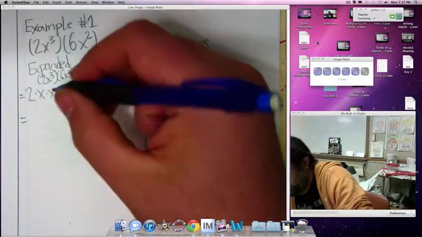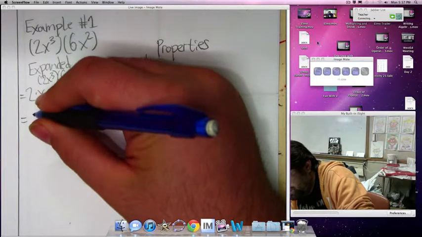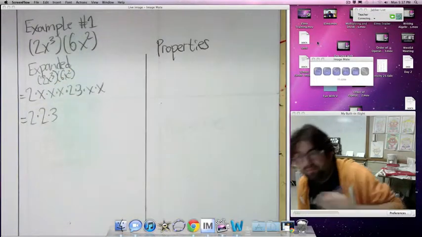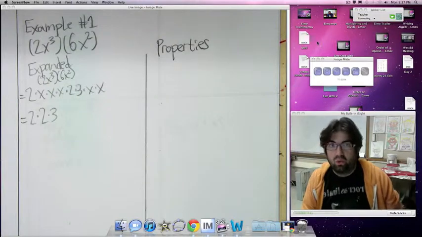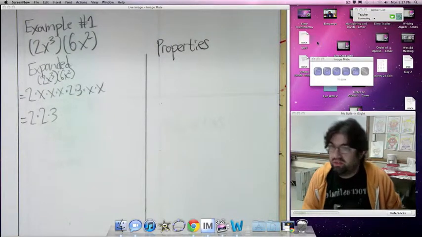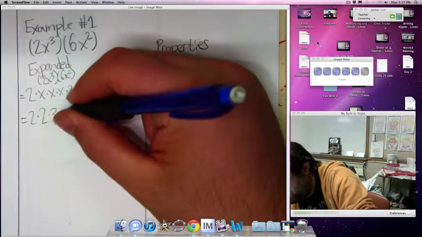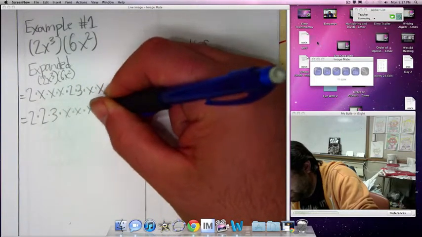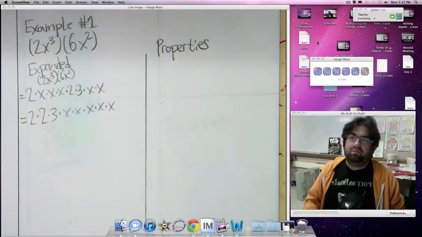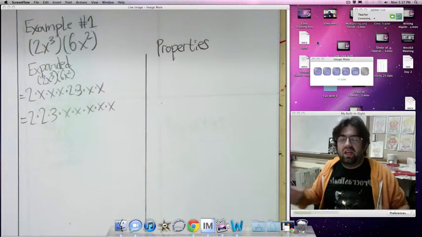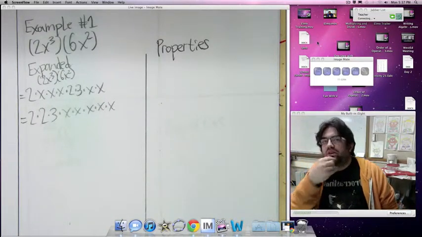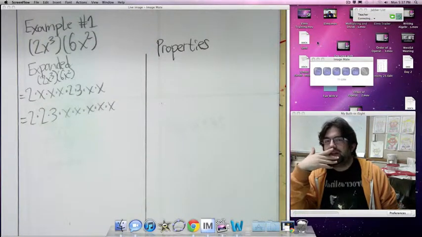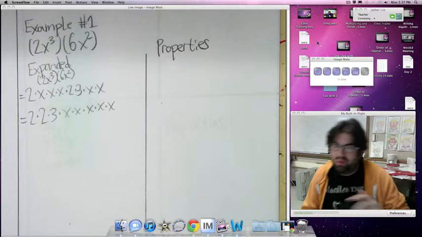So here we go. I'm going to do this in order. 2 times 2 times 3. So I'm doing them in numerical order. Small number first, big number after that. And all my x's, I got 1, 2, 3, 4, 5. So I have rearranged. What property lets me rearrange when I multiply? I'm going to ask you that in class. Be ready.